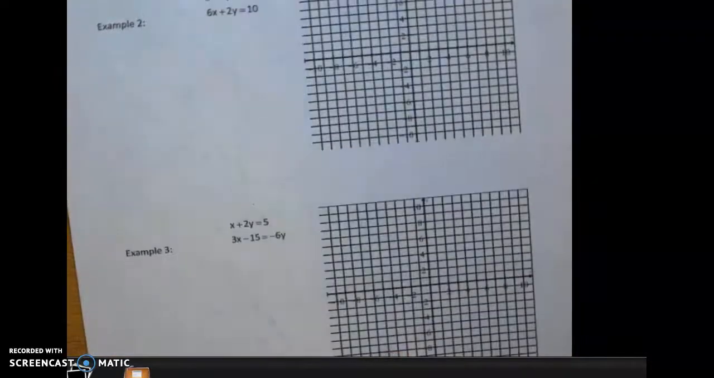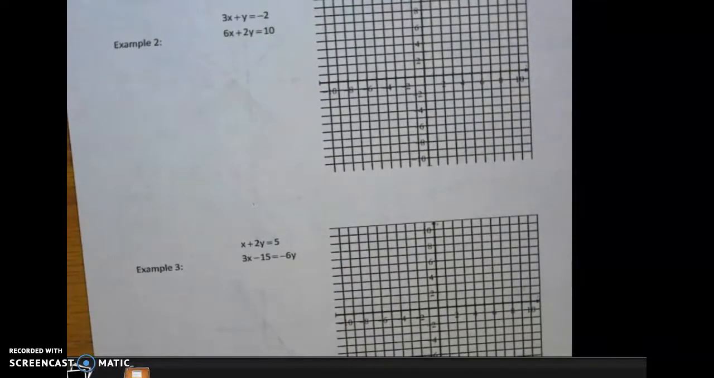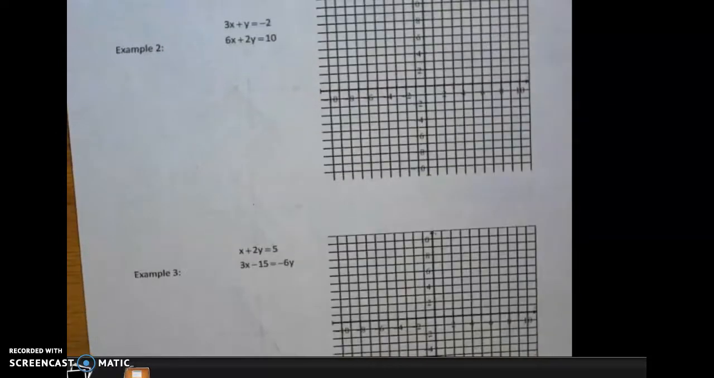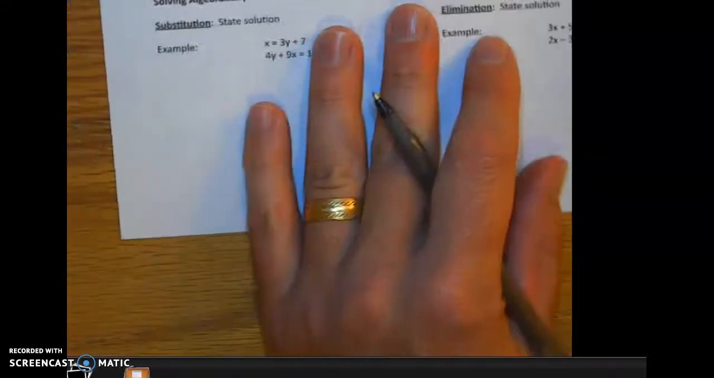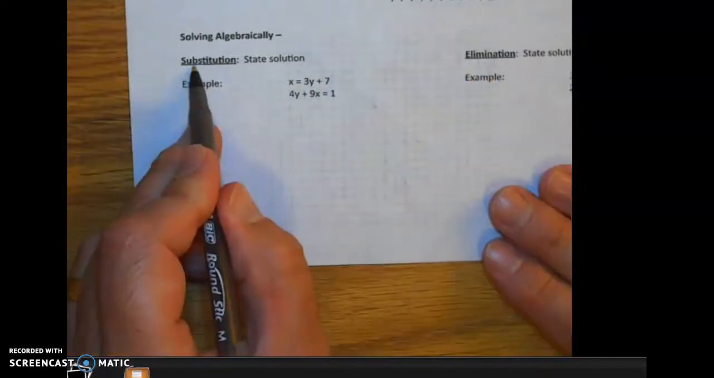Okay, let's move along. Here are some more examples, and I'll be happy to do them for you if you need more. Just let me know, and I'll make more videos, okay? So I just want to move along here to solving algebraically. Let's start off with substitution.